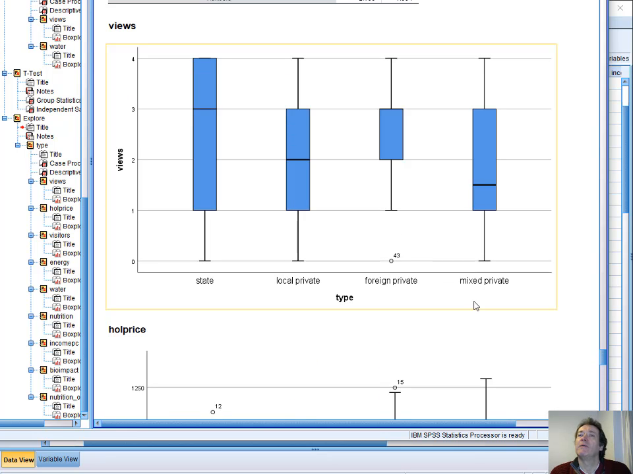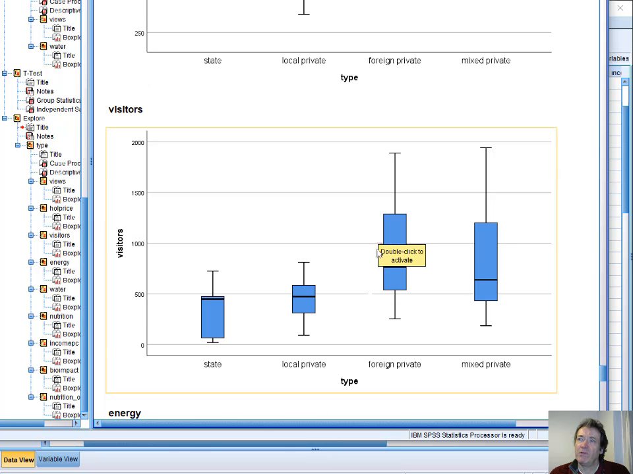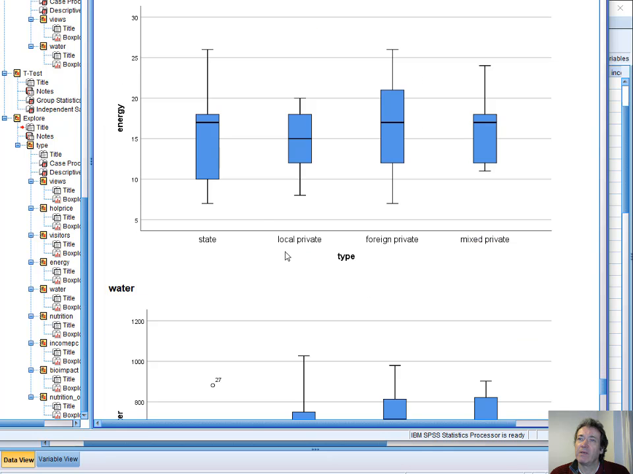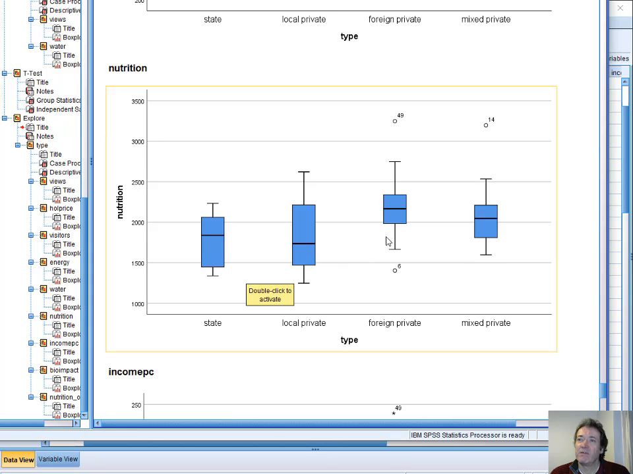Okay, let's look at one. So states, privates. It looks like there could be a difference in states and the views. Local private, mixed private, and holiday price: huge differences there. Visitors, state, foreign, private seems to be very different. Those all seem pretty much of a muchness. Water, foreign, private, and states, a bit different.